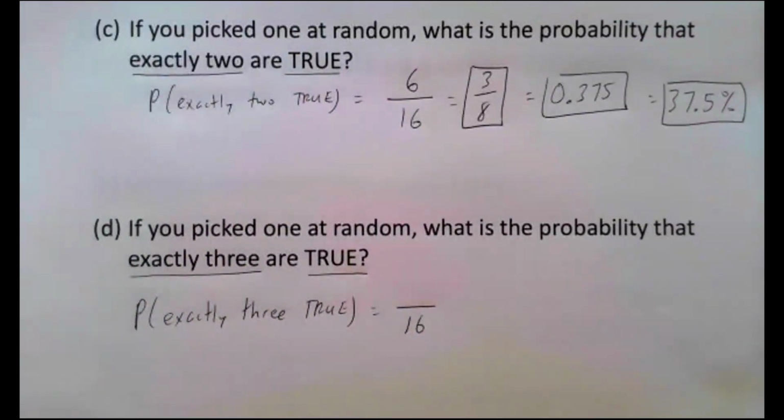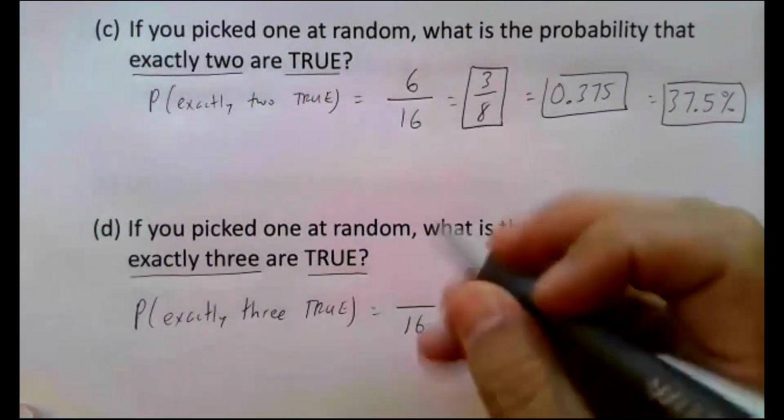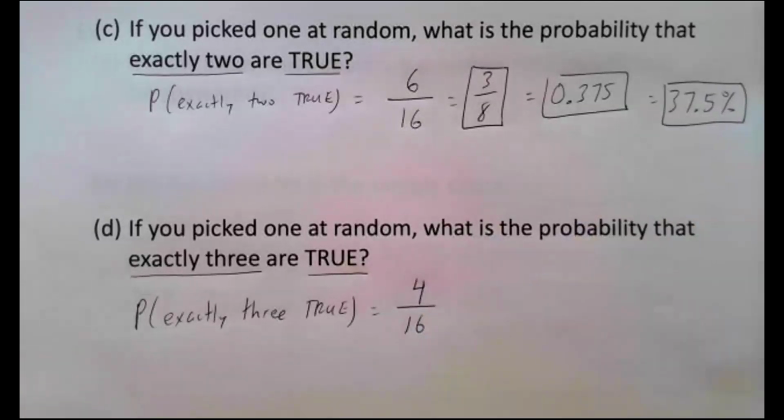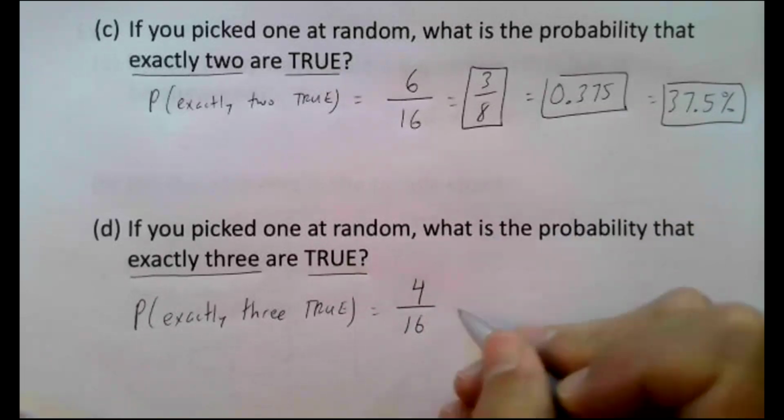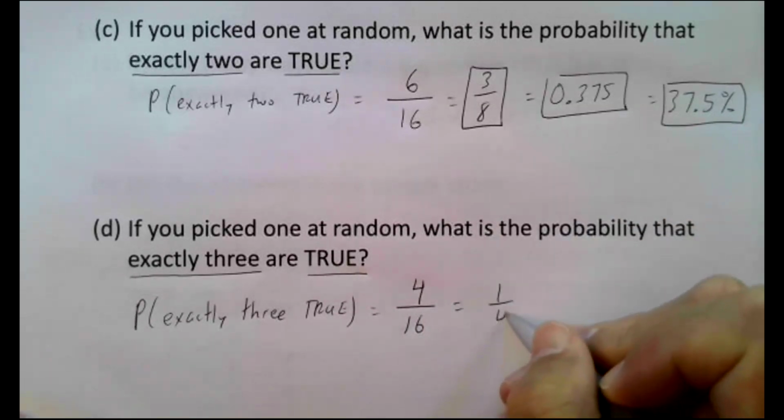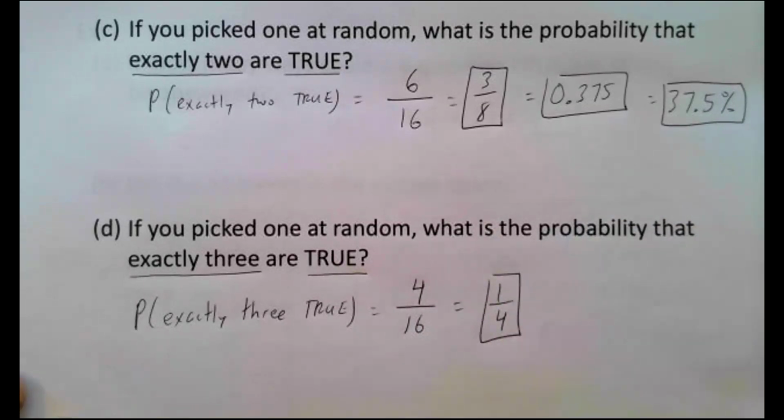So 4 out of 16 chance, right? If you answer a 4-question true-false test, there are 16 ways to do it, and 4 of those 16 have exactly 3 trues. If you divide top and bottom by 4, you get 1/4. That is the reduced version.